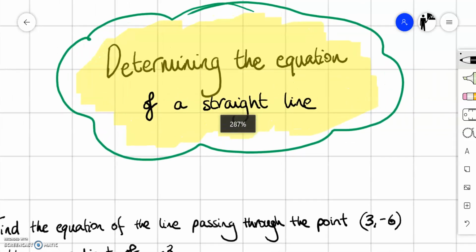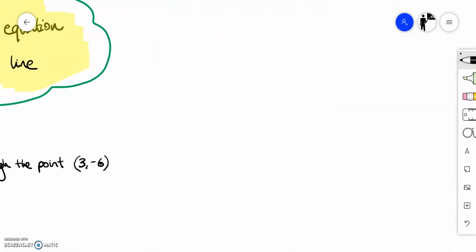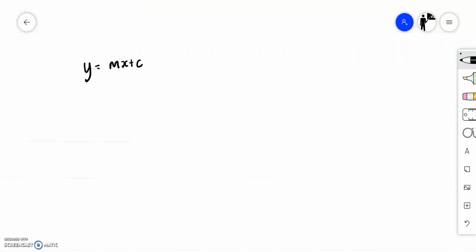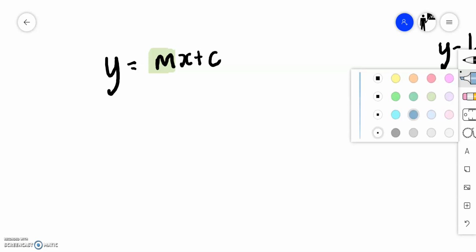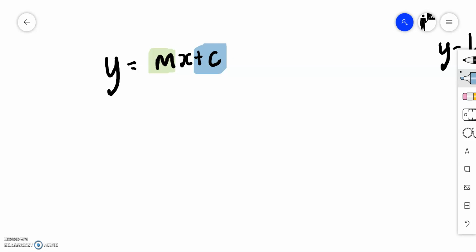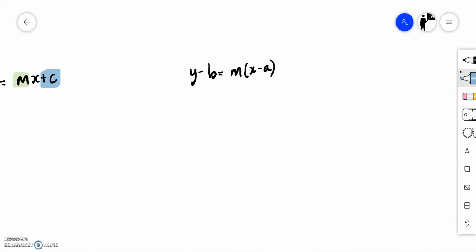In this video, we're going to have a look at how to determine the equation of a straight line. A straight line can essentially have two forms, where we've got y equals mx plus c, or y minus b is equal to m bracket x minus a. If we've got a straight line in this form, m is the gradient, and c is the y-intercept where it crosses the y-axis.